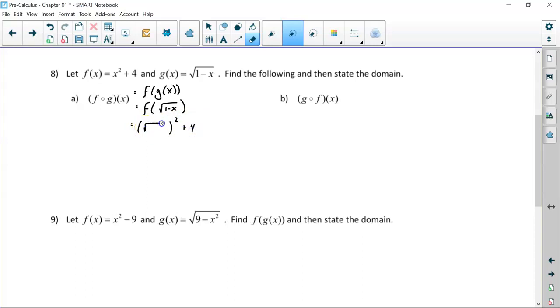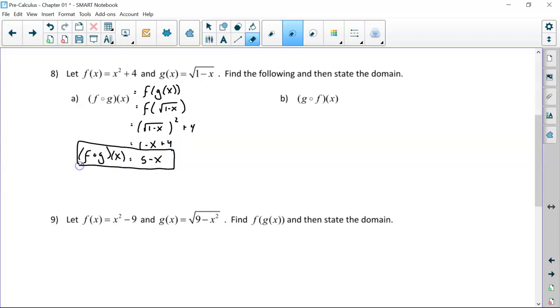Now underneath it's going to be the square root of 1 minus x. Now when we square that square root, they undo each other. So we're left with 1 minus x plus 4, which is going to be 5 minus x. That's f of g of x.